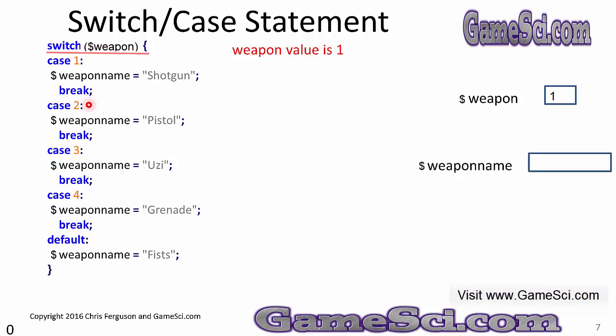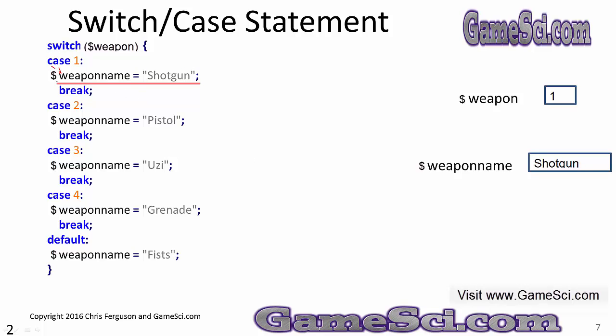Does weapon match case 2? Does weapon match case 3? When I get a match, I will select the code underneath the case to execute. So with a weapon value of 1 and tracing this code, case 1 matches weapon. Weapon has the value of 1, so weapon matches case 1. When we have a match between the weapon and the case, I will select that code to execute.